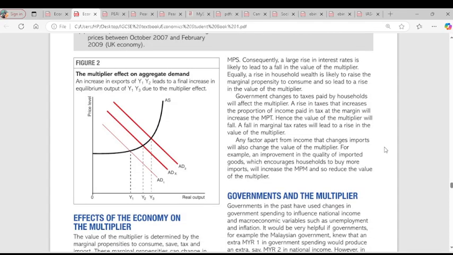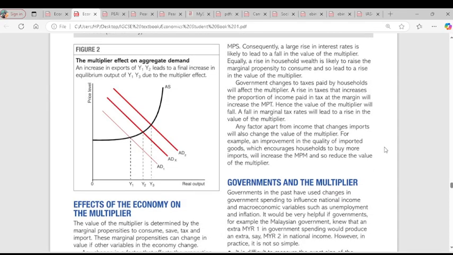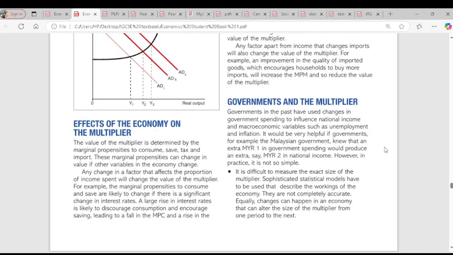So that's about that. Then we have the effect of the economy on the multiplier. The value of the multiplier is determined by the marginal propensity to consume, marginal propensity to save, marginal propensity to tax, and marginal propensity to import. So they can change in value if other variables in the economy change.